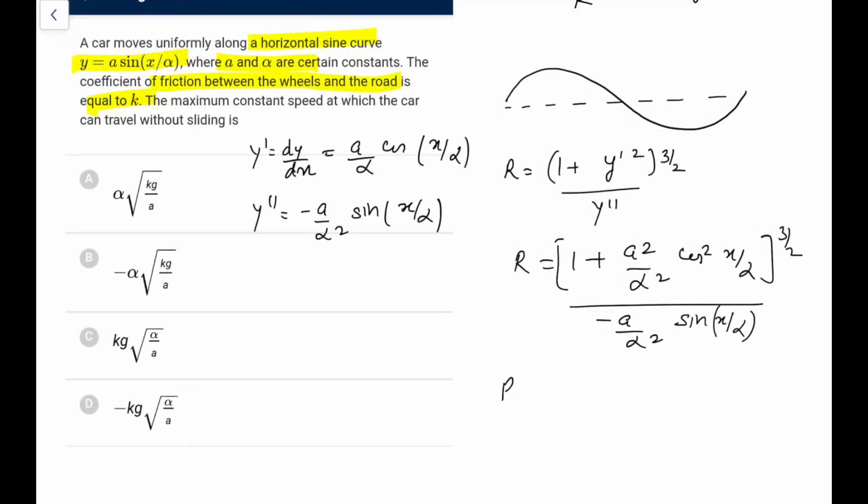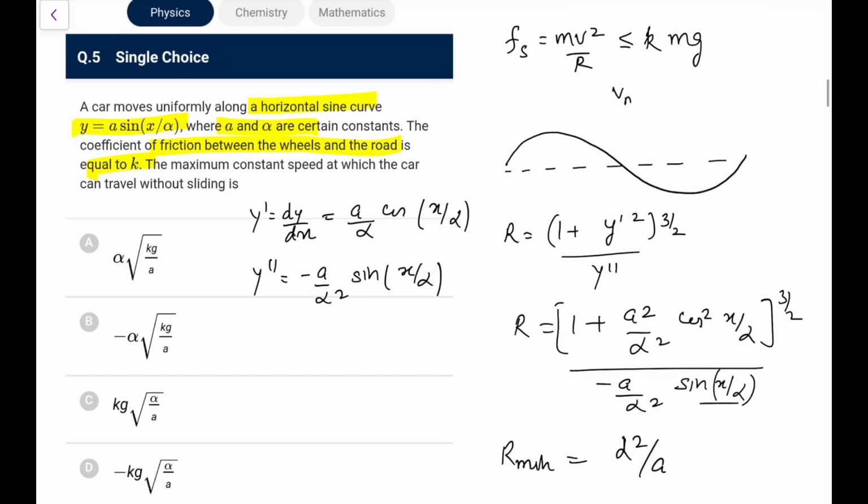Looking at this expression, r is minimum when this becomes 1 and that becomes 0, so that becomes 1 upon a by alpha square, or you can directly say that is alpha square by a. Positive, negative doesn't matter here, so it will be simply alpha square by a. So putting that in, V max in this case would be kg into r minimum, which is alpha square by a. That is what we are getting. So alpha we can take out and it becomes alpha root of kg by a. So going by this, the answer is option A.